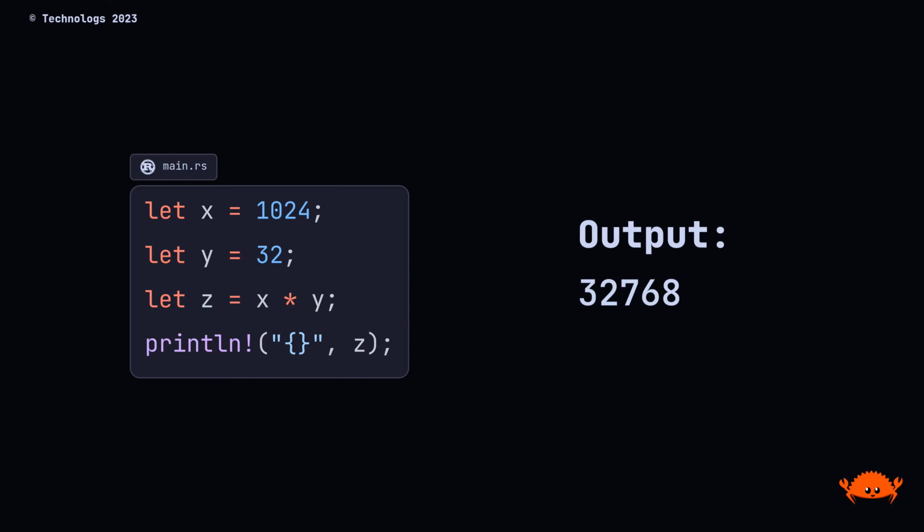In a similar fashion, we can perform division. For division, replace the asterisk sign with a slash sign. This will divide the value of x, that is 1024, by the value of y, which is 32, and then set the value of z. The output of this will be 32.